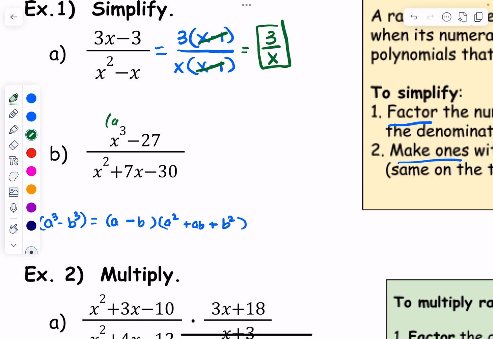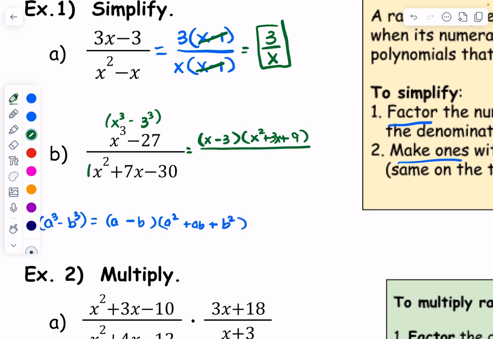This is a cubed minus b cubed, right? Our a is x, and our b is 3, because 27 is 3 cubed. So we factor that into two factors: same sign, opposite sign, always positive. And now we're going to do one of each, squared of each, one of each. Okay, so we have our two factors. Then we go to the bottom, and the bottom is a simple polynomial because the leading coefficient is 1.